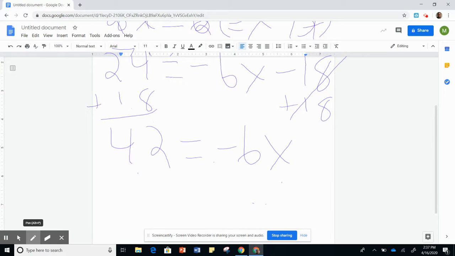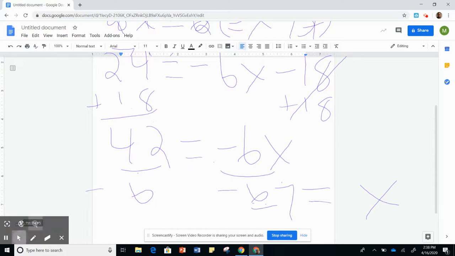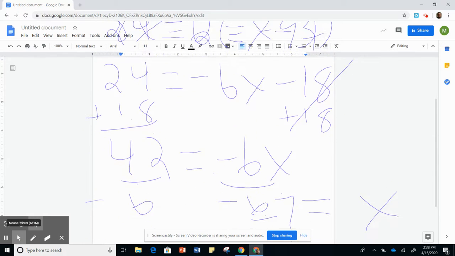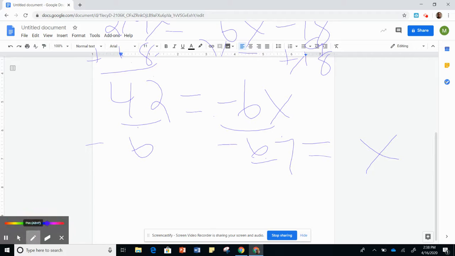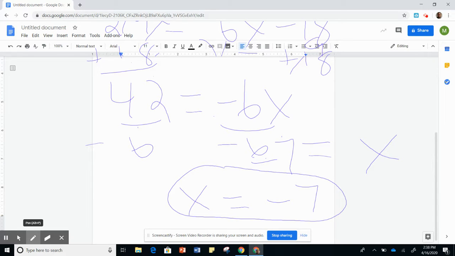Now what do we do? Divide by negative 6. Divide by negative 6. So we simply have on this side, bring down the x. 42 divided by negative 6 is going to be a negative 7. So your answer is going to be x is equal to negative 7. So that's going to be your final answer.